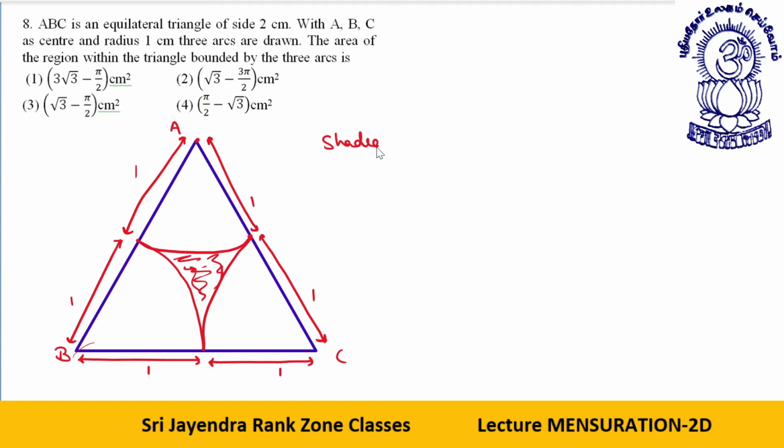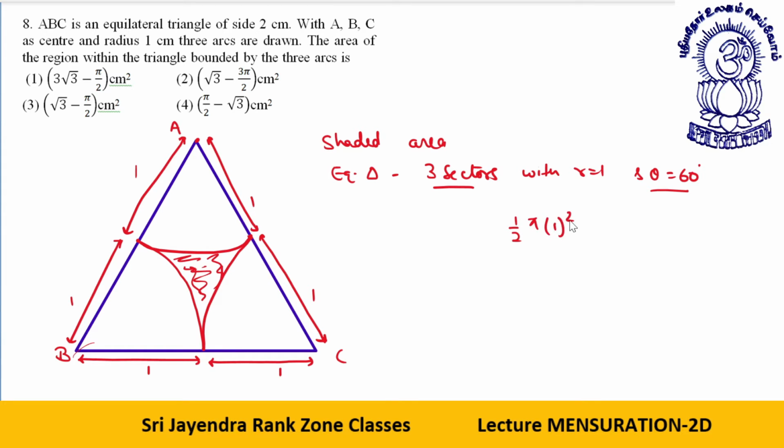Shaded area is actually equilateral triangle minus 3 sectors with r equal to 1 and theta equal to 60 degrees. 3 sectors with 60 degrees means 180 degrees, that is half pi r square. 180 by 3, that is half pi into 1 square. Area of equilateral triangle will be root 3 by 4 into 2 square.